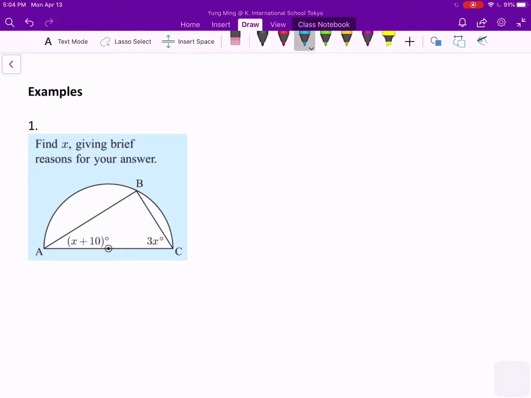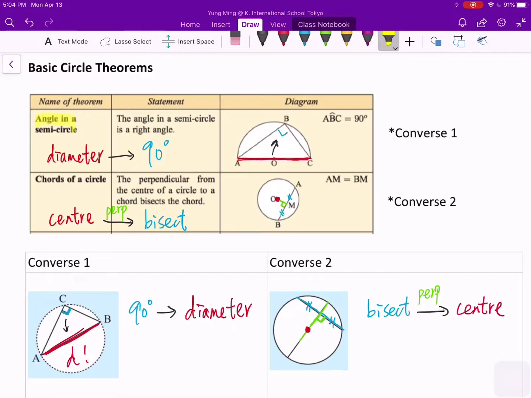Example number 1, find x giving brief reasons. Okay, so we're going to show you how to give brief reasons now. First of all, let's start out with the fact that angle ABC is equal to 90 degrees. Okay, so here is where we put brief reasons, pretty much the same as when we prove similarities and congruence. Here I will say it's 90 degrees because we actually see a semicircle over here. So this reason actually came from this theorem over here.